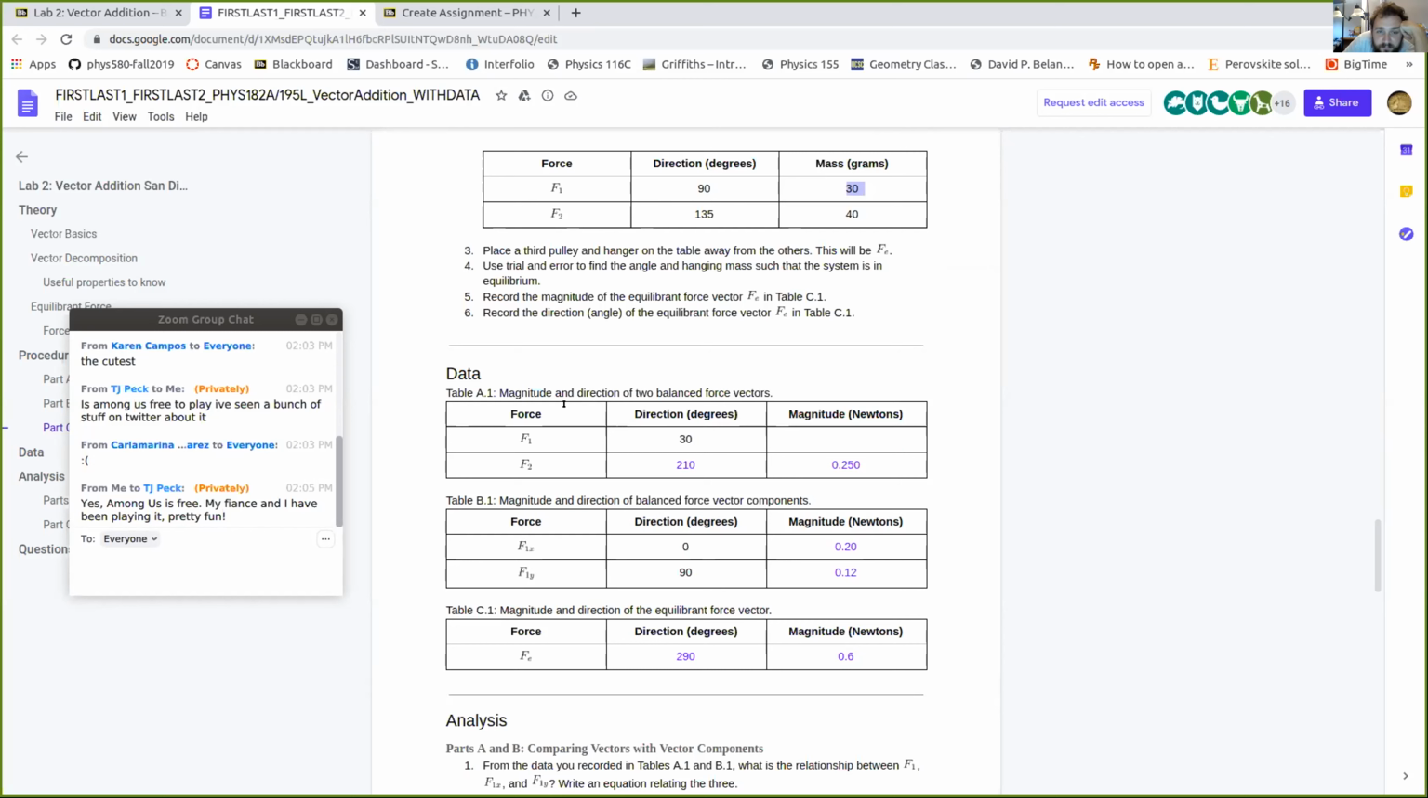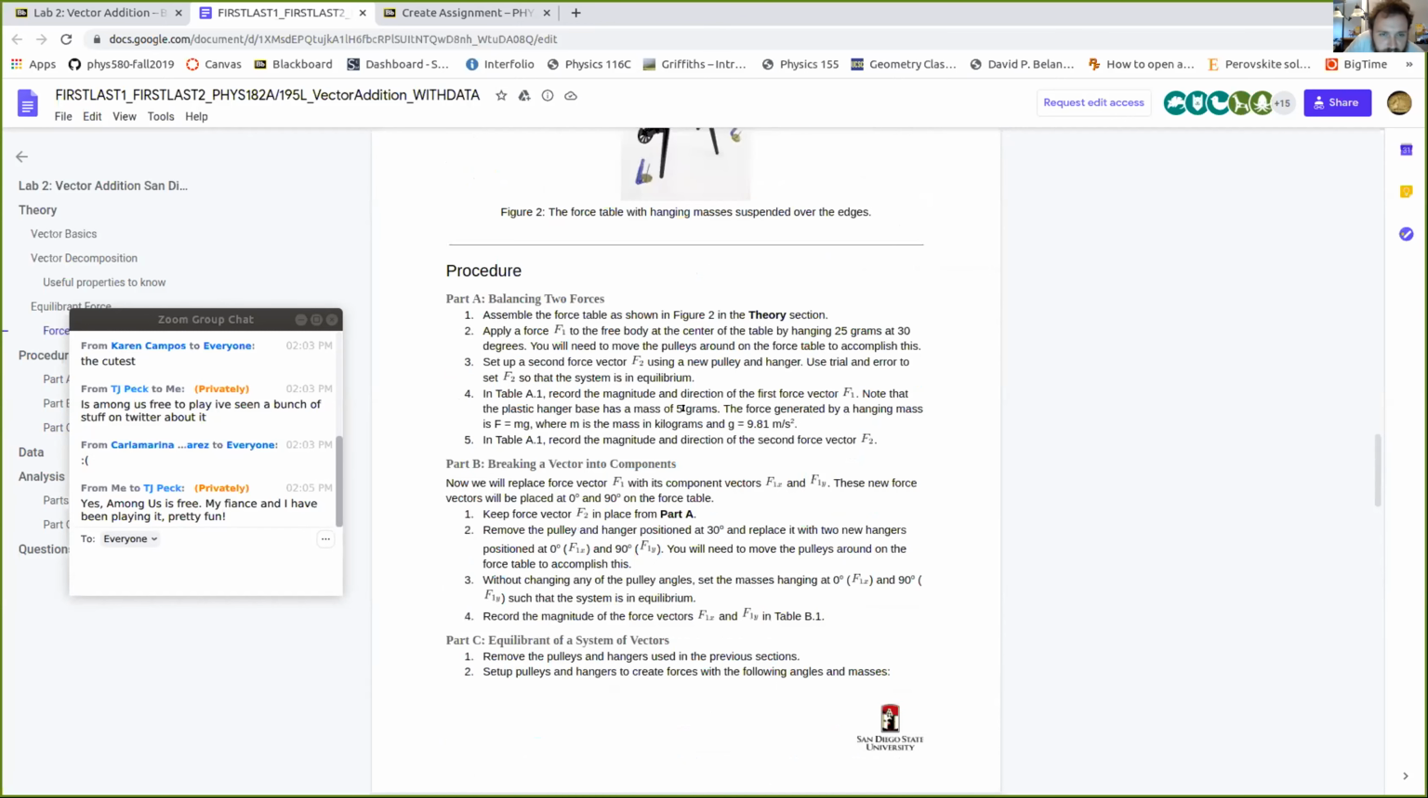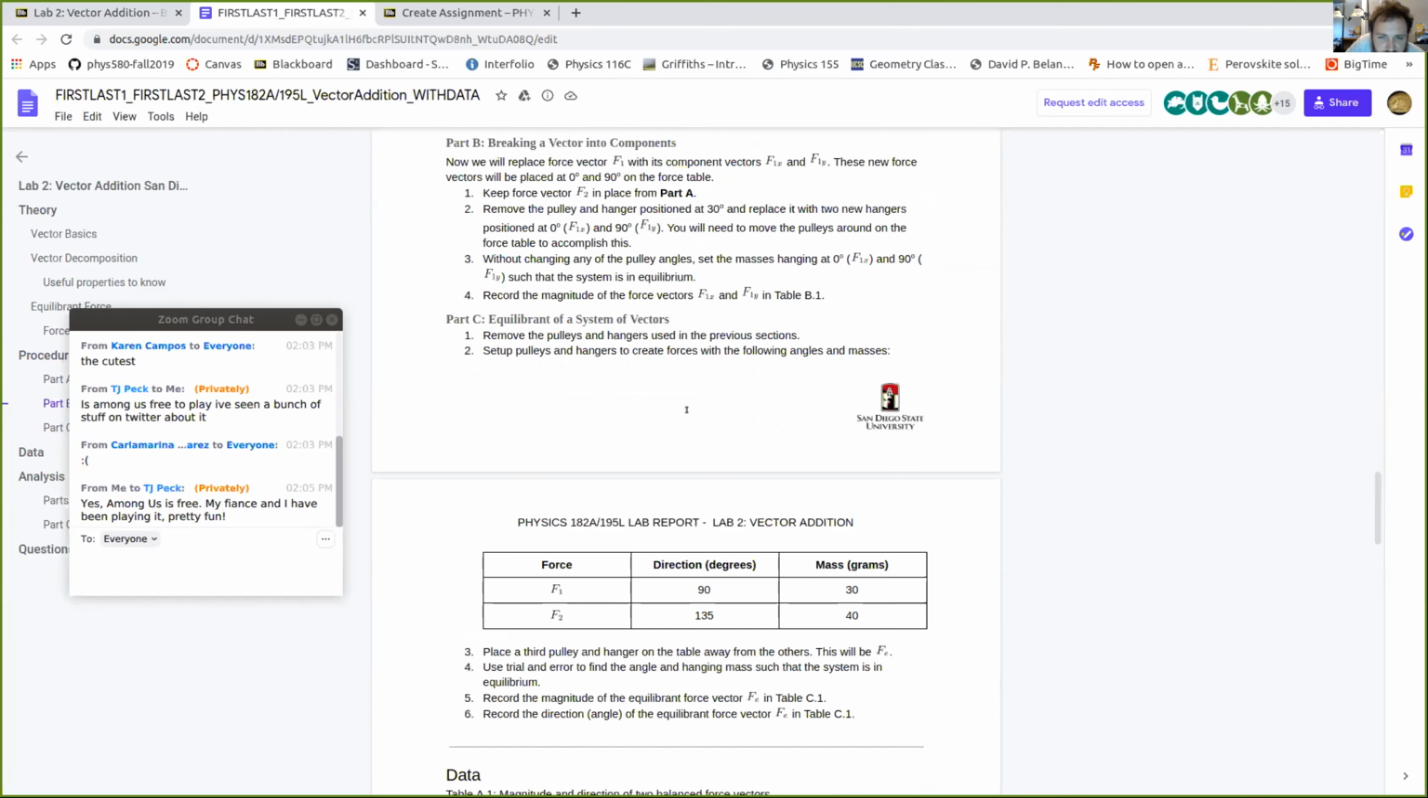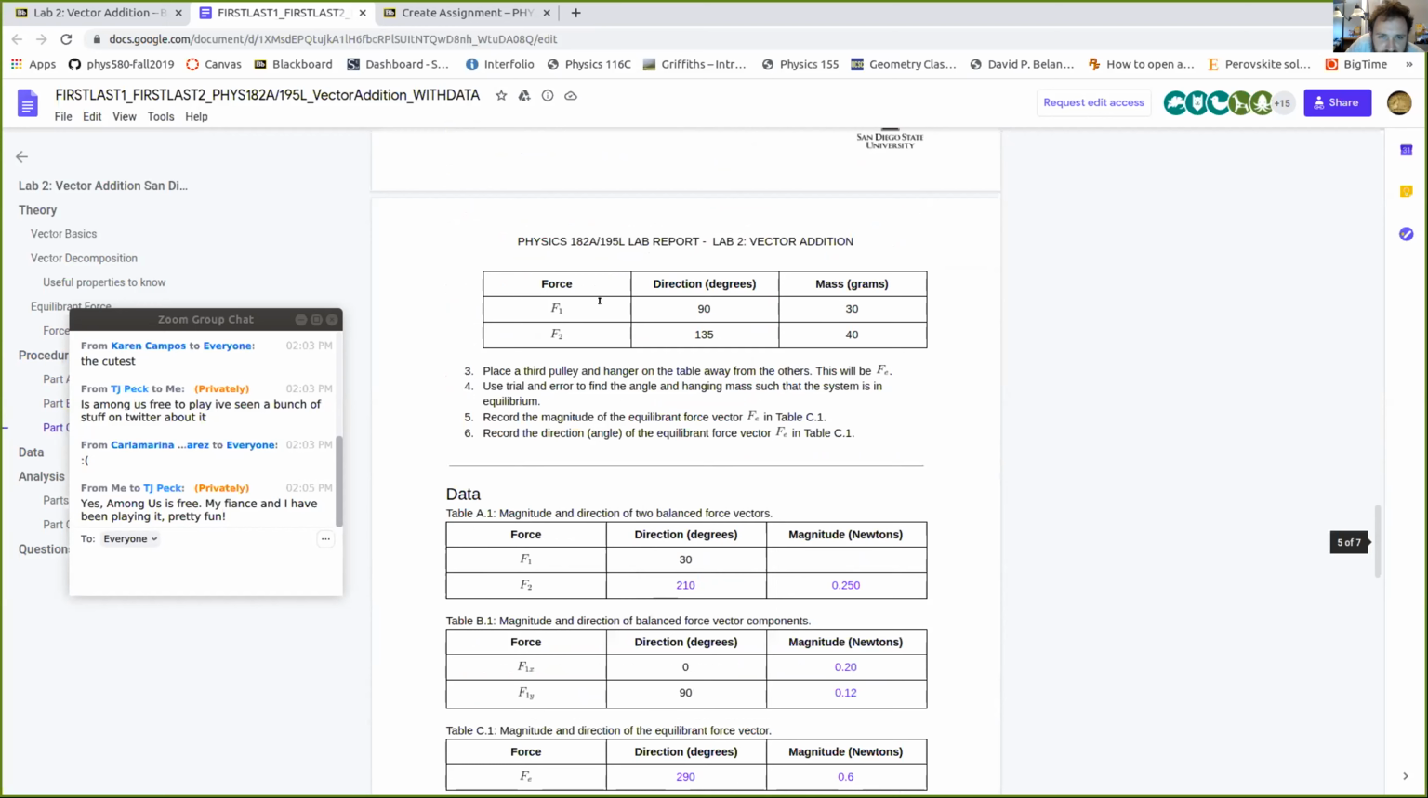Hold on a minute. I just did this yesterday. I forget how, because they just reorganized this for me and it's messing me up. Hold on. Direction 30 degrees, magnitude, direction 210, magnitude, 2 unbalanced force vectors. Table A1. 25 grams. Okay, yeah, this is for part C or whatever.